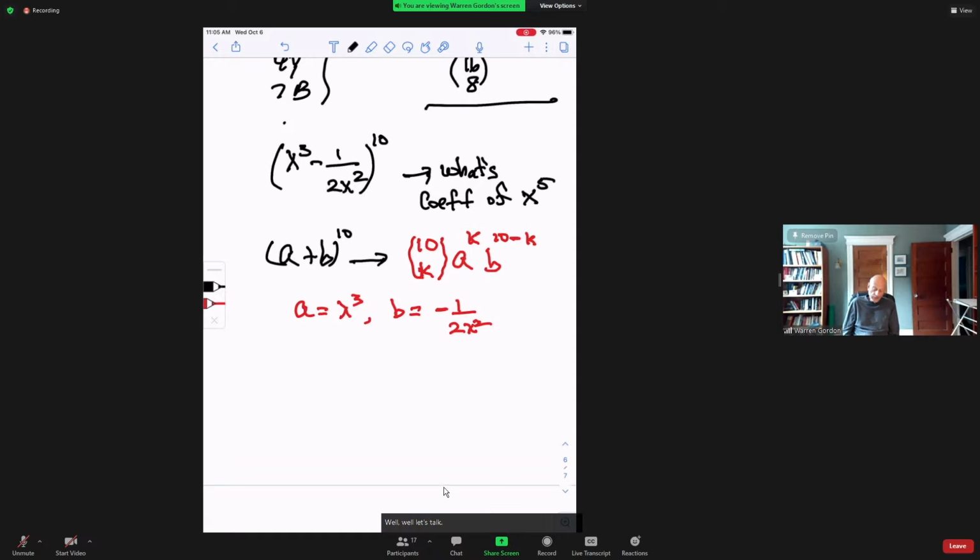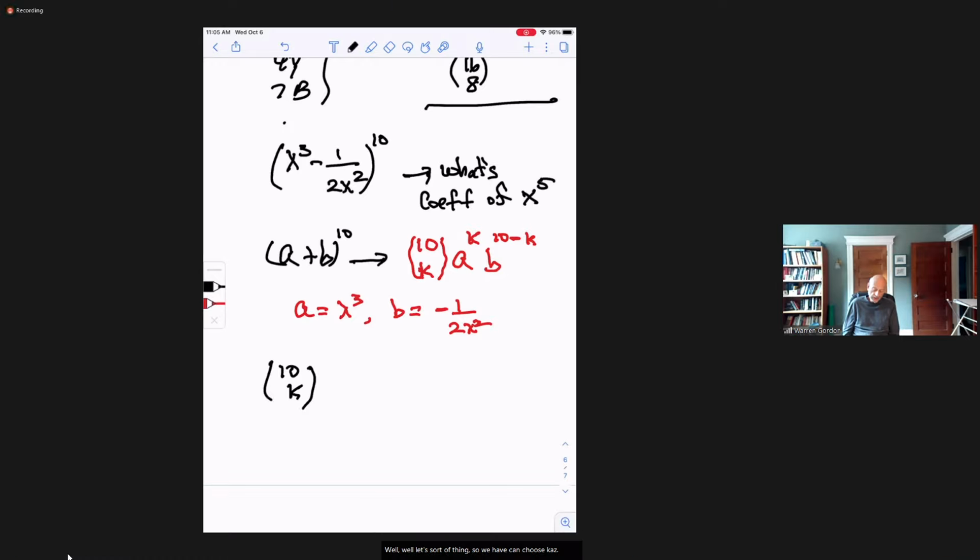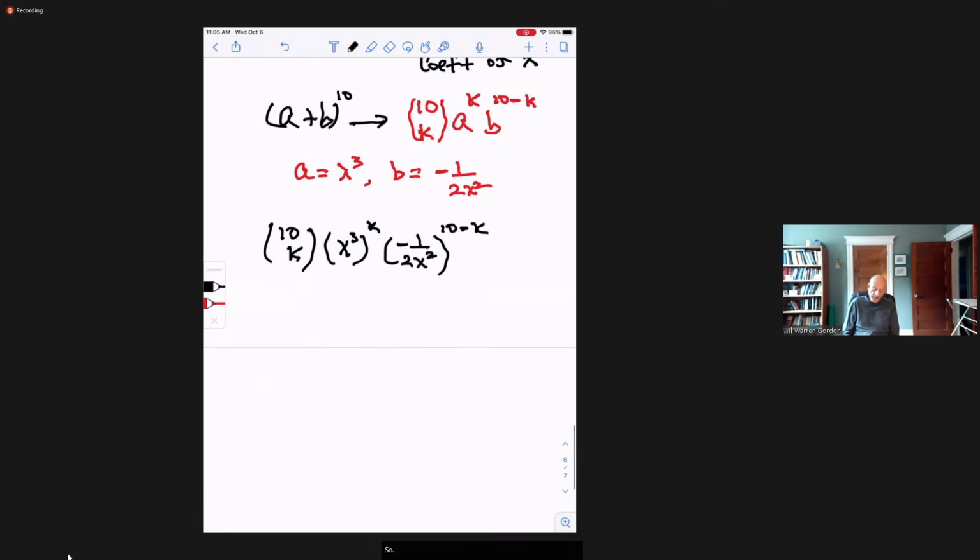Well, let's substitute. So we have 10 choose k, A is equal to x cubed, B is equal to minus 1 over 2x squared, to the 10 minus k. And by the way, you could have switched these powers. You could call this one 10 minus k and this one k. It doesn't make a difference. So let's do this. This gives me 10 choose k. You have to determine the k. You can't just guess that it's 5 because 5 and 5 add up to 10.